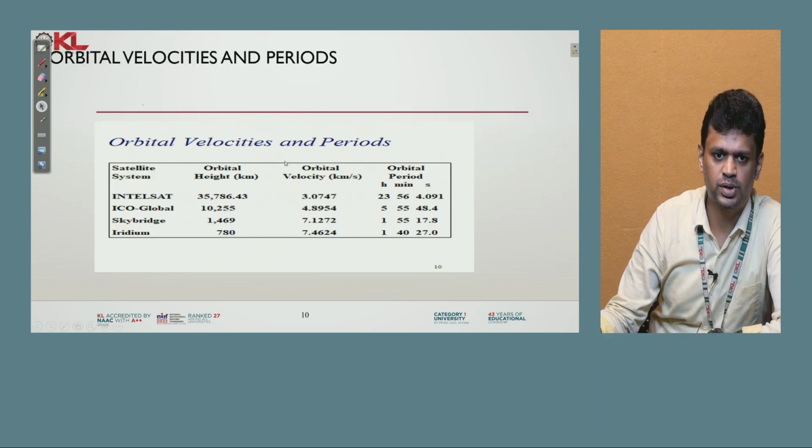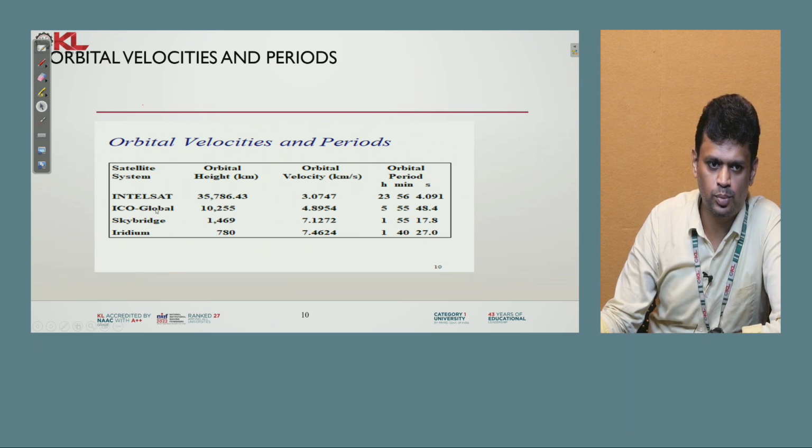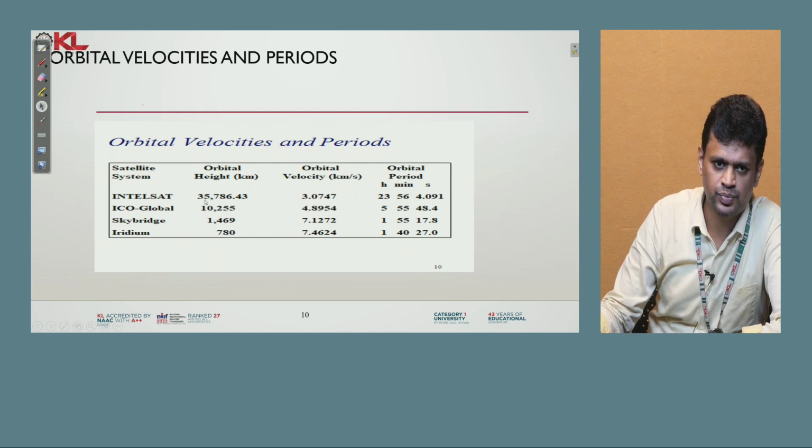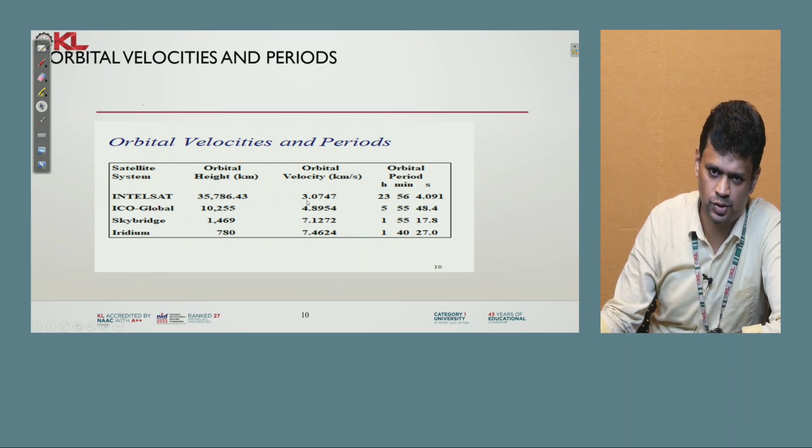So these are the orbital velocities and periods for various satellite systems: Intelsat, EcoGlobal, Skybridge, Iridium. This is the orbital height. You can clearly see Intelsat is at the height of geostationary, EcoGlobal is at the height of MEO. These are the orbital velocities. The higher the distance, the lesser the orbital velocity, and these are the orbital periods.